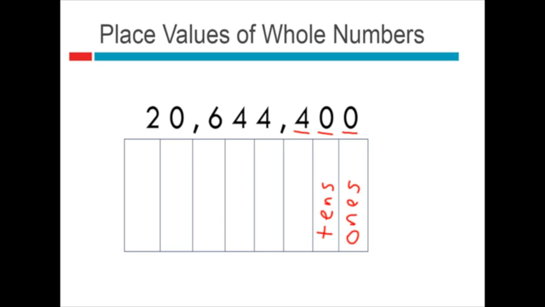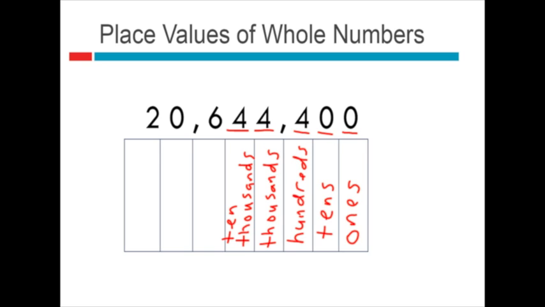The next place value to the left of the tens is called the hundreds digit. And let's continue going. The next one is called the thousands digit. These names are going to be very important as we round whole numbers. The digit to the left of that is called the 10,000s digit. The digit to the left of that is called the 100,000s digit.